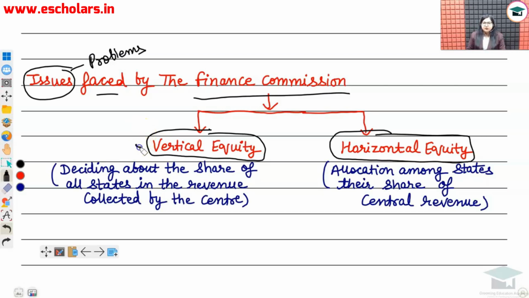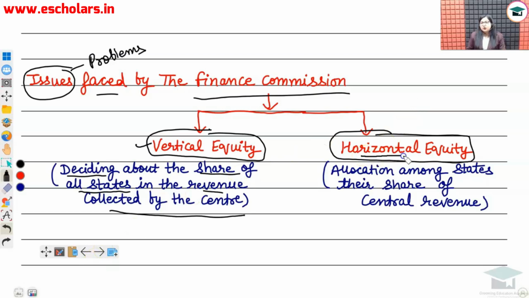So basically what is vertical equity? It is basically deciding about the share of all states in the revenue collected by the center. So the Finance Commission faces the problem of deciding the share of all the state governments in the revenue, or you can say tax revenue, collected by the central government.